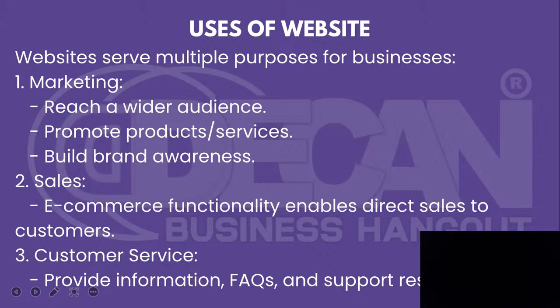Now, I outlined some uses of websites. What are websites basically used for, and how do they operate? Number one, websites serve multiple purposes for businesses, and it helps you with your marketing. I've explained that earlier. It helps you reach a wider audience, promote your products and services, and build brand awareness. So that's all part of marketing.